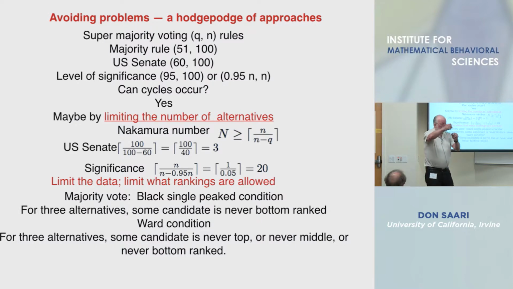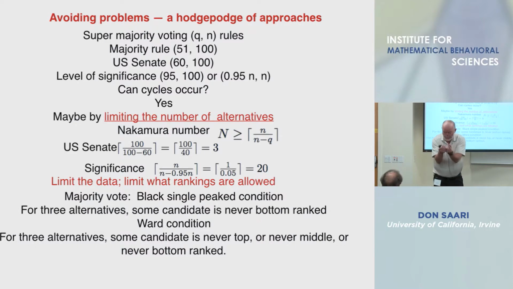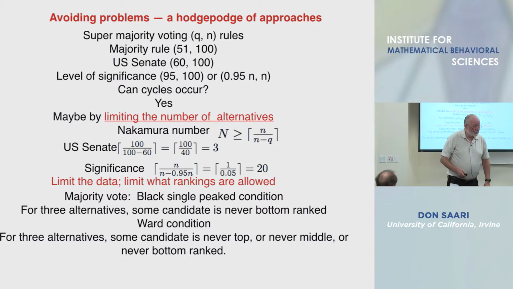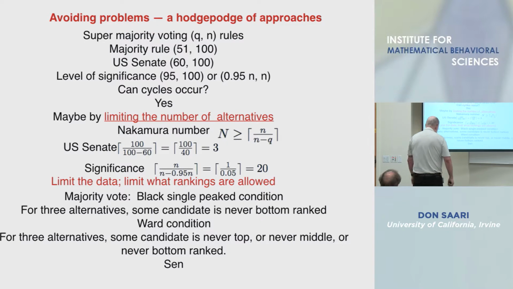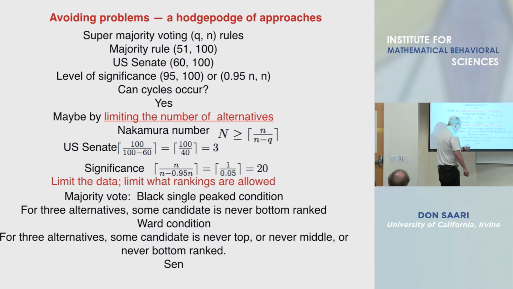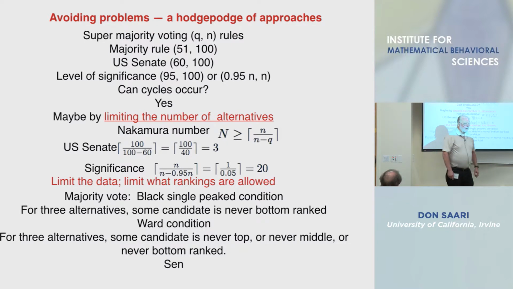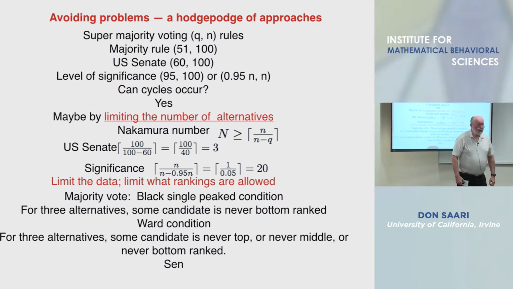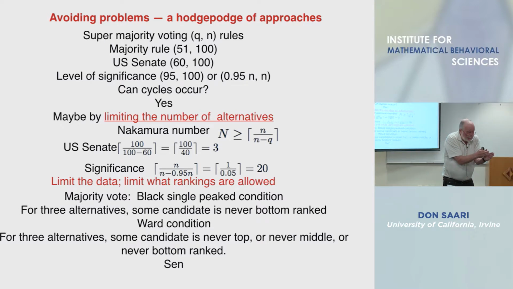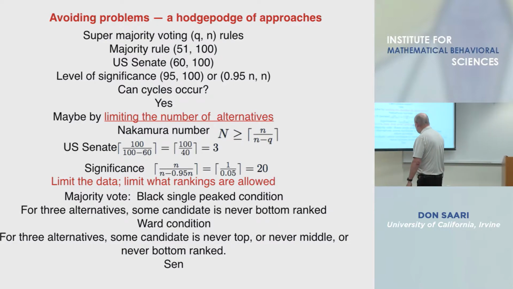Now, cycles really come from triplets. You put the triplets together and get the cyclic type effects. And so what Sen did is he took Ward's condition and extended it. He said, for a majority vote, to avoid a cycle, take a profile, restrict it to any triplet, and one of Ward's conditions has to be satisfied. If that's the case, you won't get a cycle. Okay? And so that's what we have there.